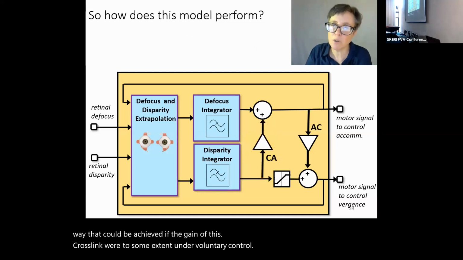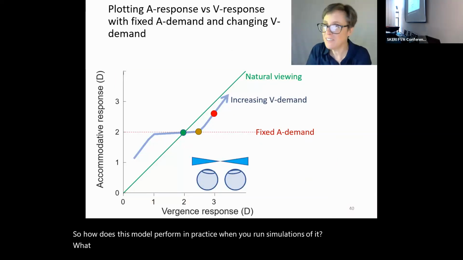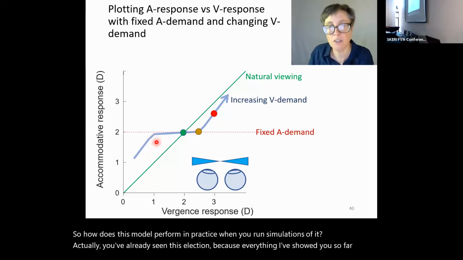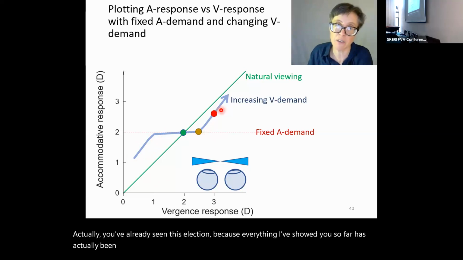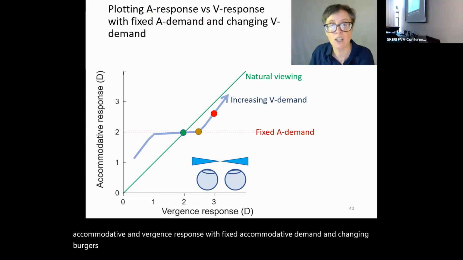So how does this model perform in practice when we run simulations of it? Well, actually, you've already seen it in action, because everything I've showed you so far has actually been results of model simulations rather than data. So when I plotted the accommodative and Vergence response with fixed accommodative demand and changing Vergence demand, that was actually the results of this model.